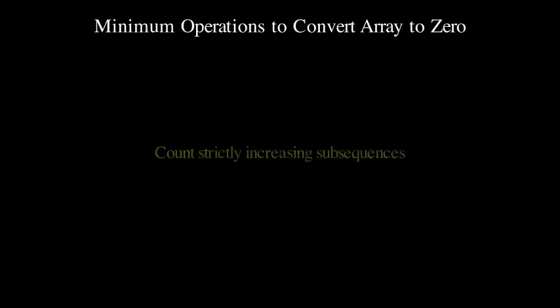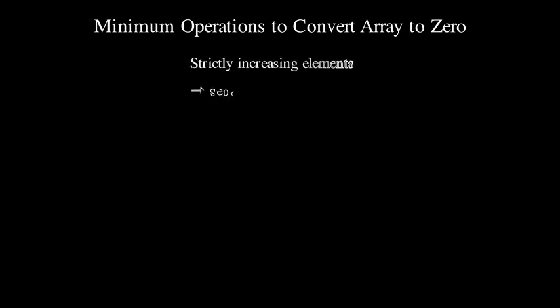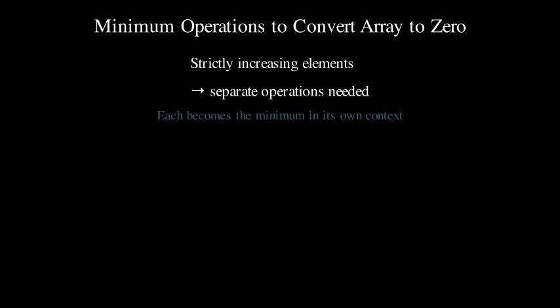The breakthrough insight is recognizing that we need to count strictly increasing subsequences in our array. Why? Think about it. When we perform an operation on a subarray, we remove its minimum value. Elements that are strictly increasing from left to right will require separate operations because each one will be the minimum in its own context at some point.